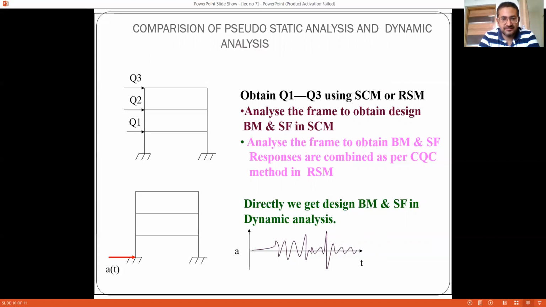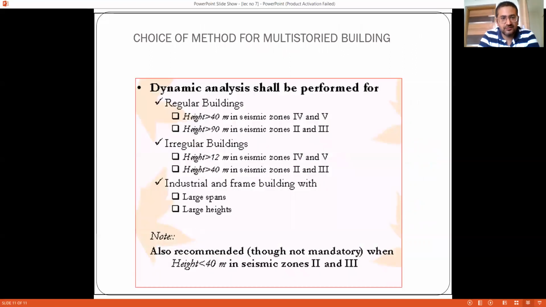So there is nothing much to discuss regarding this particular slide. Now the last thing is what the code says. This table was for the IS 1893-2002 code, where dynamic analysis shall be performed for regular buildings with height greater than 40 meters in seismic zones 4 and 5, and greater than 90 meters in zones 2 and 3. For irregular buildings, for height greater than 12 meters in seismic zones 4 and 5, and greater than 40 meters in zones 2 and 3.